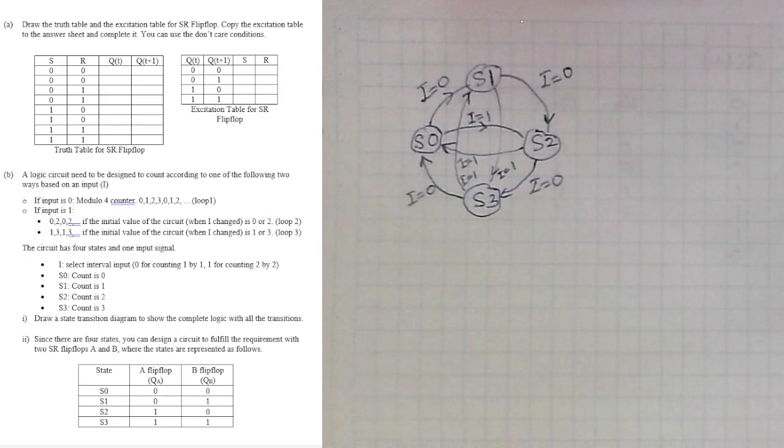Now the challenge is to design a circuit to actually follow this state transition diagram, or state machine. So how to do that?